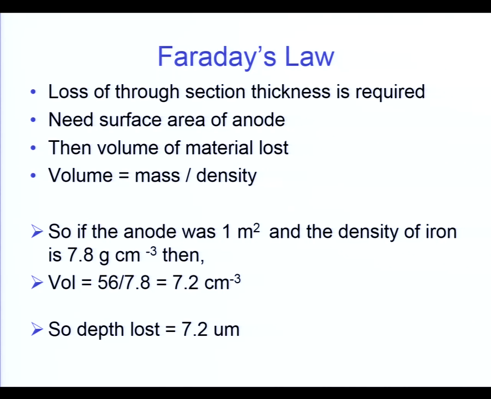So, if you've got a 1 square metre anode, then you don't lose very much through section thickness for an amp flowing for 53 hours. If the anode's much smaller, say it's only 1 square centimetre, then the loss of thickness is much bigger, because the same volume of material is being removed from a smaller surface area anode. So the depth that's lost must increase.